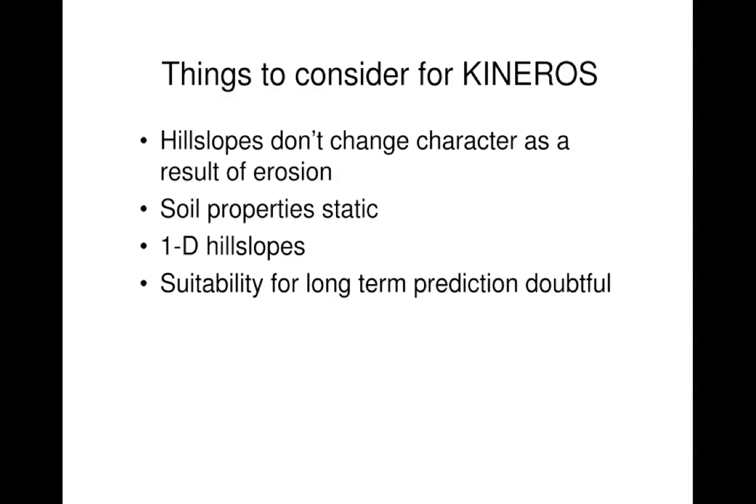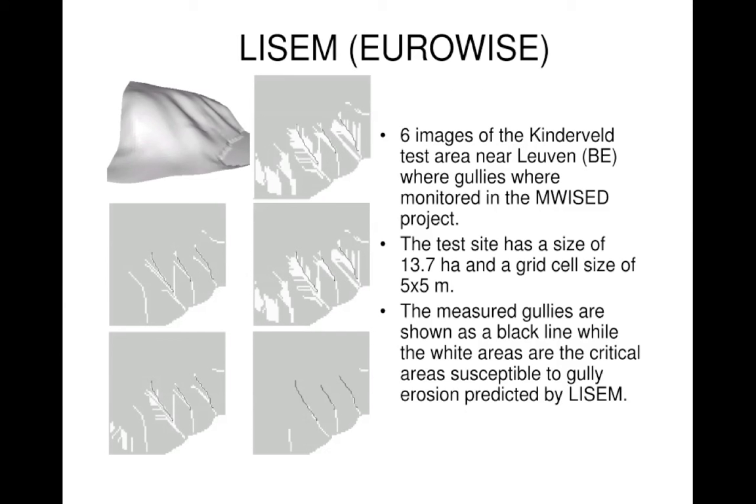Okay, so things to consider about Kinross, right? The hill slopes don't change as a result of erosion, so you can't do long-term landscape evolution. The hill slopes always have the same slope, they always have the same soil properties, they're one-dimensional hill slopes, you can't get flow convergence and so on. So Kinross's suitability for long-term prediction is doubtful.